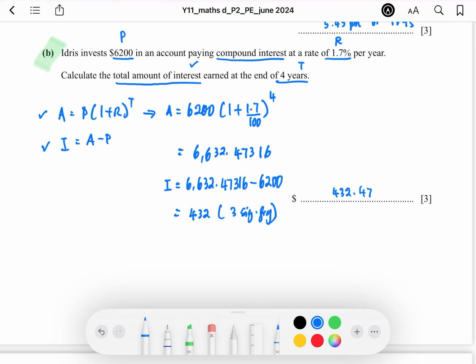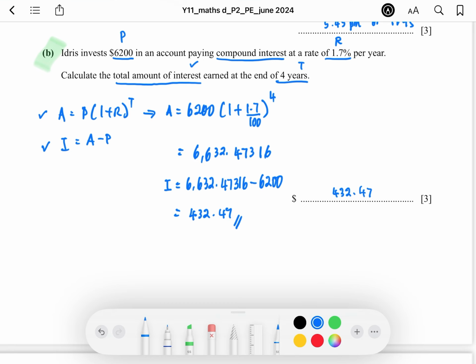Okay. Oh, it's money, so we need to give a proper two decimal places for the cents. Okay. But any other amount, please give it to 3 significant figures.